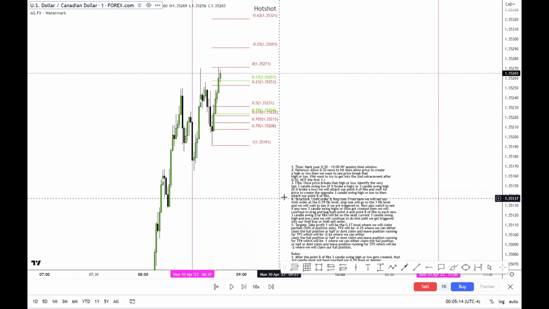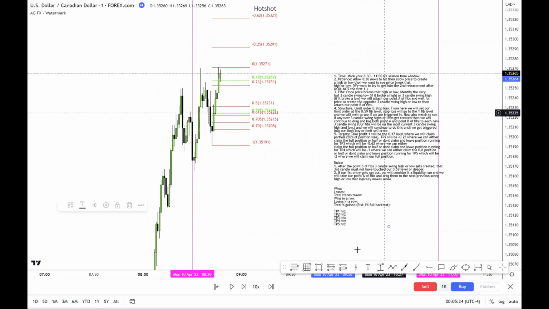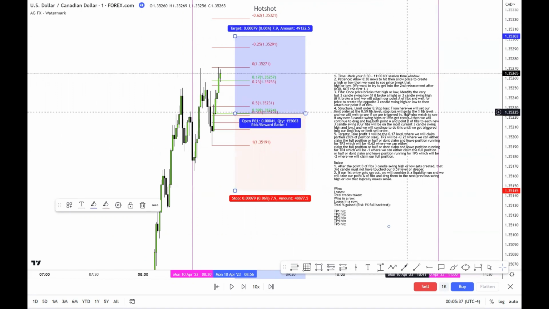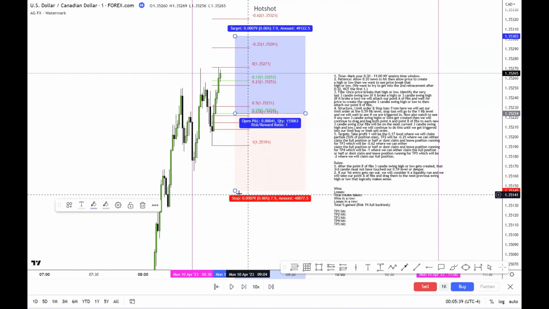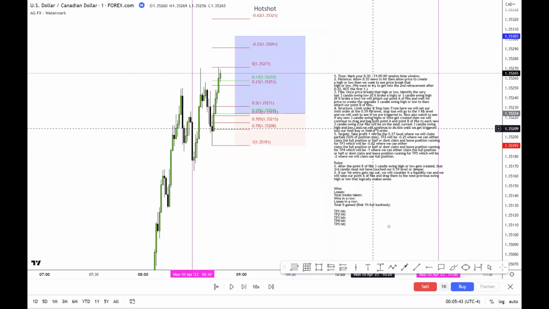Now, step 4: structure, limit order, and stop loss. From here, we will set our limit order at the 0.59 fib level. Now we're going to limit buy here. We're going to look for a buy. Our stop loss will go to the 1 fib level. Boom. We will wait to see if we are triggered in.